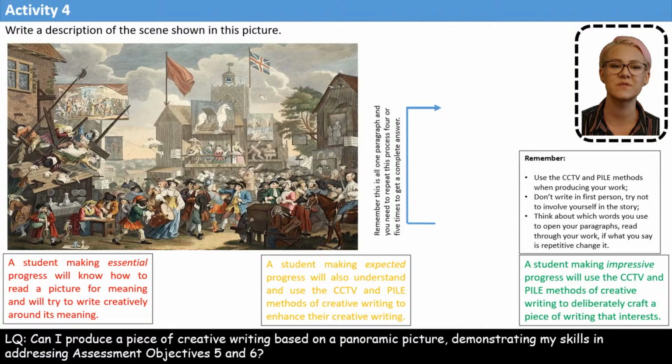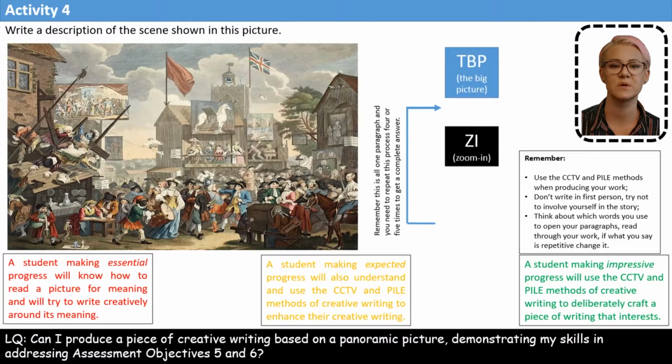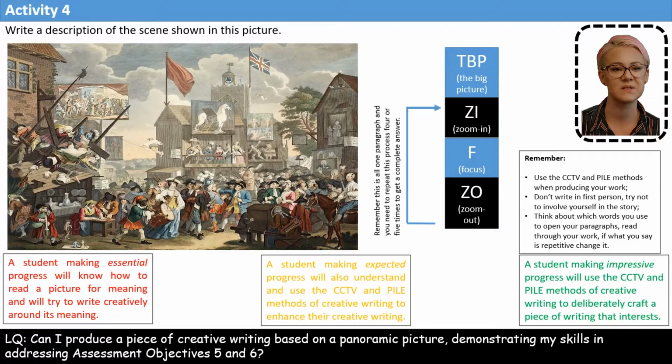Okay, for the next 45 minutes, write a piece of creative writing based around the picture using this question. Write a description of the scene shown in this picture. You only need 45 minutes instead of the usual 55 because we have already carried out much of the planning and preparation work needed earlier in this lesson. Remember the importance of using both the CCTV and pile methods of writing you've been taught, and spend time thinking about your sentence openers and vocabulary. Don't write in first person at all, pile replaces this.